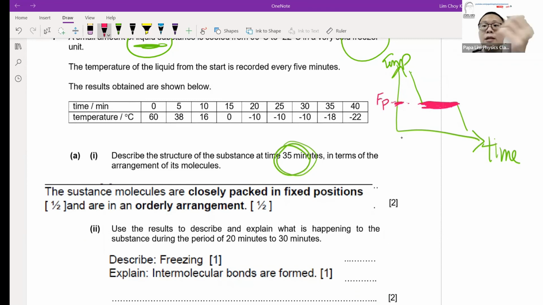Okay, so how do I identify the freezing point? It is whereby there is a timing whereby the temperature remains the same, and that's whereby the object, the liquid, is actually freezing from liquid to solid. That's where freezing actually occurs.